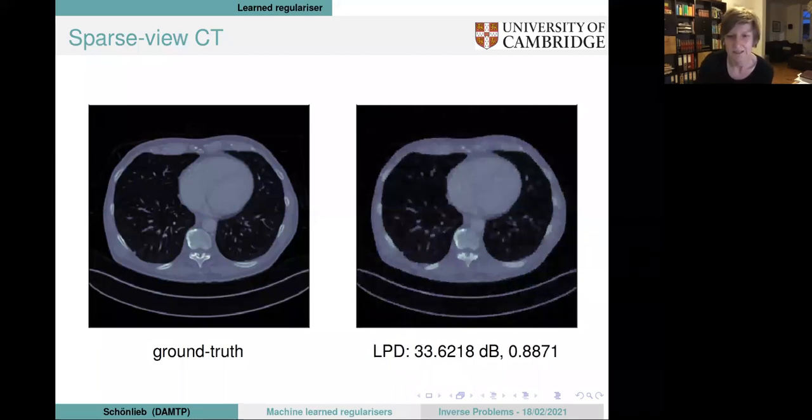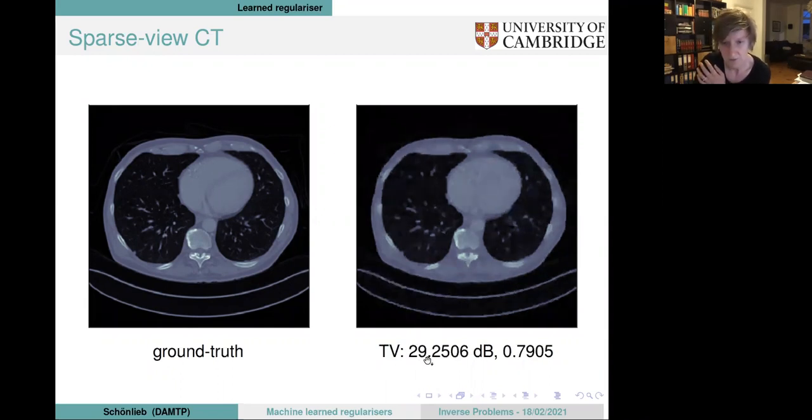Well, this is what you get with this deep learning based reconstruction, which is our comparison here in terms of deep learning approaches, which is not a variational one. This is the learned primal dual. So here you have another jump, from 29.2 to 33.6. And you maybe also see that you can really recover some details that you would not see so well with the total variation.